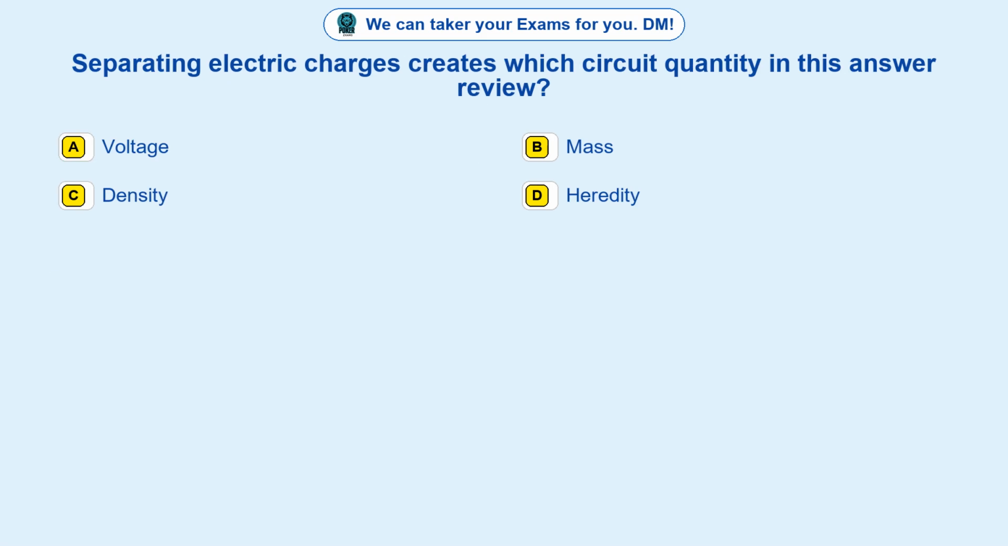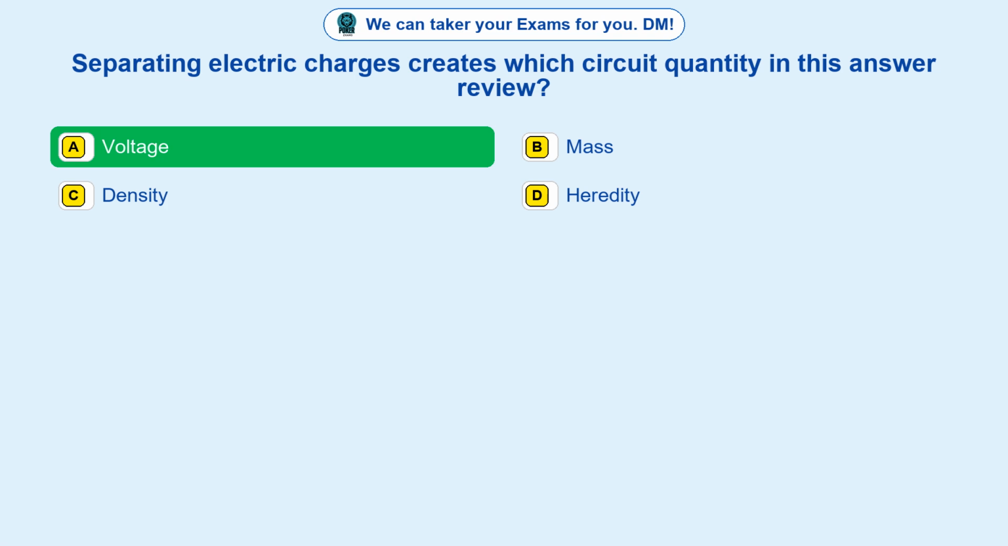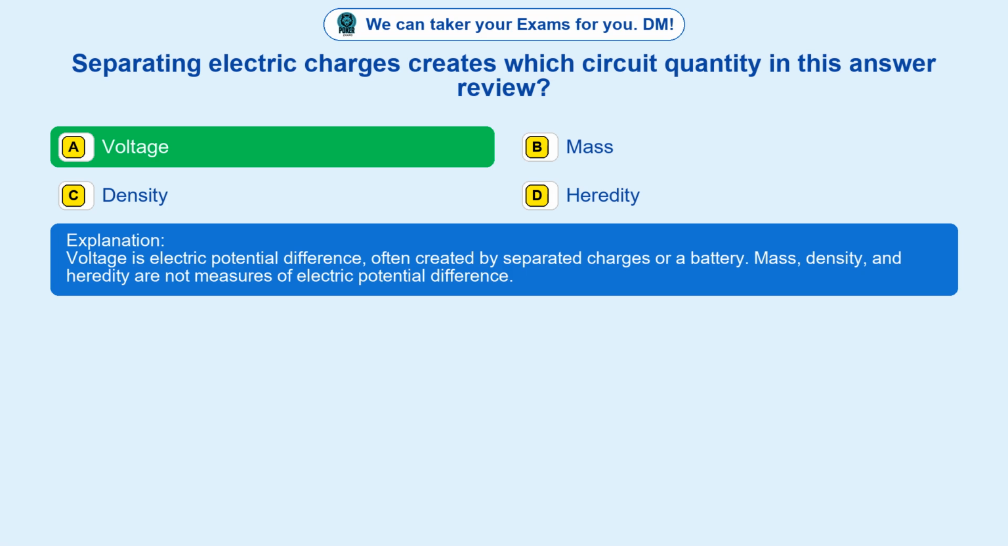Question 70. Separating electric charges creates which circuit quantity in this answer review? Option A, voltage. Option B, mass. Option C, density. Option D, heredity. The correct answer is option A. Voltage. Voltage is electric potential difference, often created by separated charges or a battery. Mass, density, and heredity are not measures of electric potential difference.